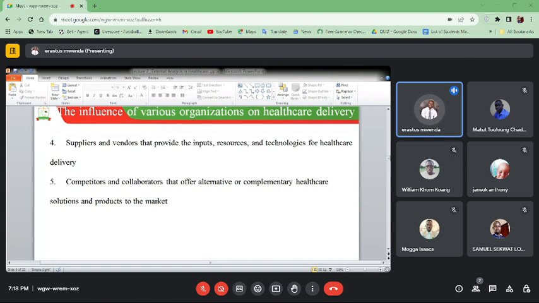And finally, very key organizations in healthcare delivery are also competitors and collaborators that are going to offer alternative or complementary healthcare solutions and products.